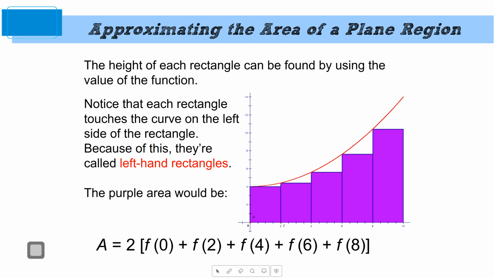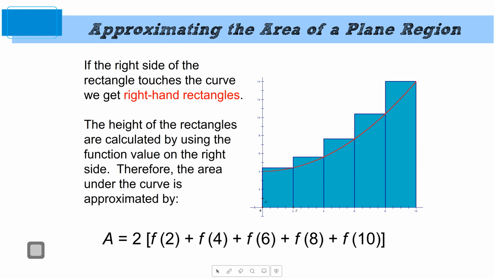The area under that curve would be 2, which is the width of each one, delta x, times the height of each rectangle. And as we mentioned, the heights of those rectangles are determined by the value of the function. F of 0, f of 2, f of 4, f of 6, f of 8. Why not f of 10? Because f of 10 is not touching the function. So the height of this first rectangle is f of 0. The height of this second rectangle is the height at 2, that's f of 2. F of 4, f of 6, f of 8. You're not going to use values that aren't touching the function. Make sense? Beautiful.